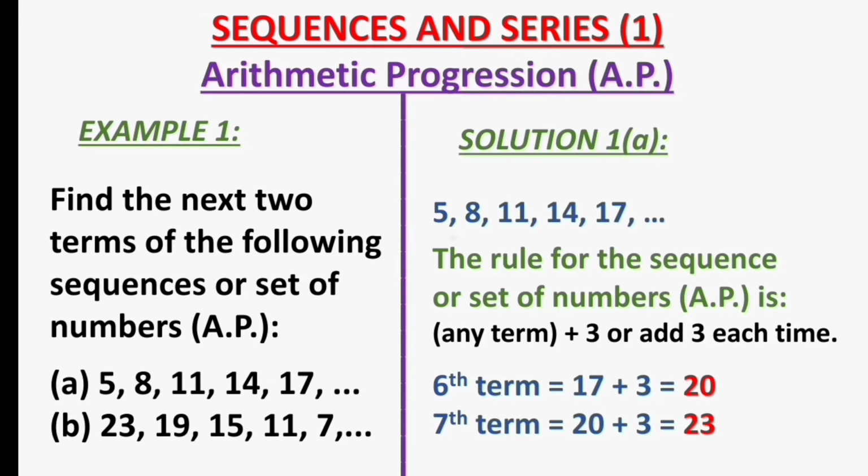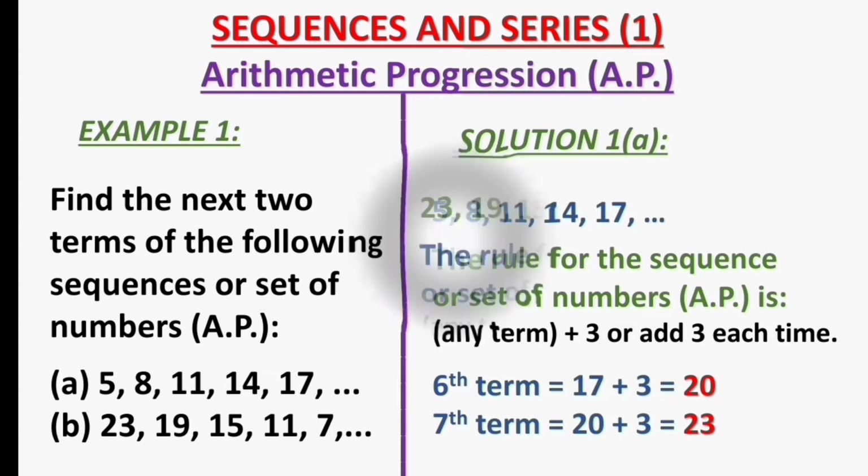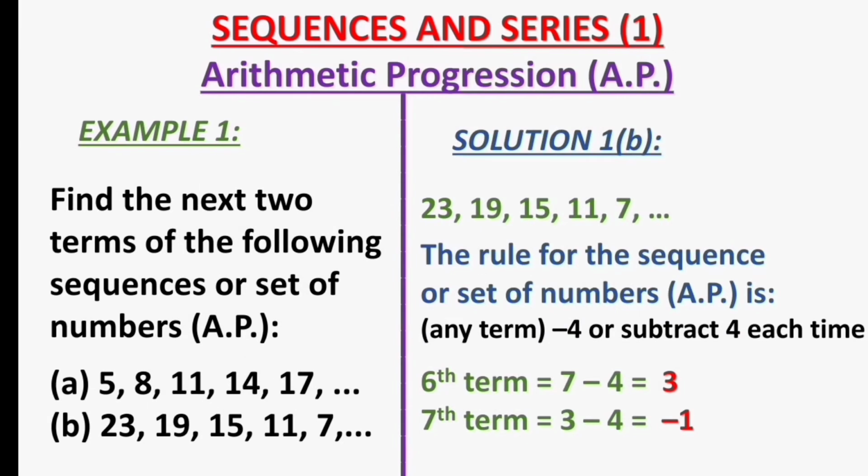Following the explanation to the solution of example 1a, can you tell the next 2 terms in example 1b? Let's see if you are right. The sequence in example 1b is 23, 19, 15, 11, 7, and so on. The rule for the sequence or set of numbers AP is any term minus 4 or subtract 4 each time.